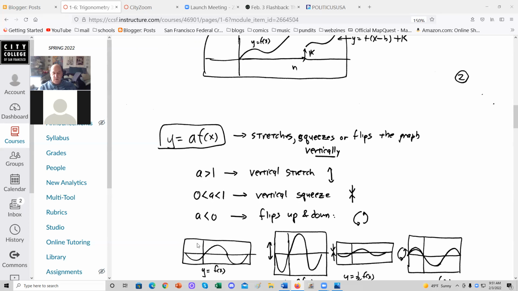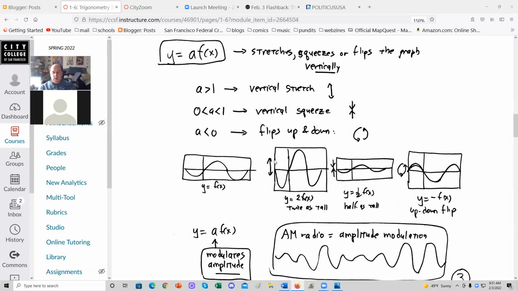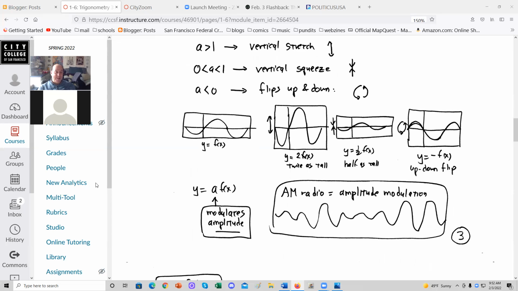So for example, if this is the graph of y equals f of x, then y equals 2f of x is twice as tall. y equals a half f of x is half as tall, and y equals negative f of x is flipped up or down. So multiplying f outside modulates the amplitude, amplitude meaning the height of the graph. Now we'll say a lot more about this later when we get to modifying sine and cosine function graphs. However, yes, amplitude modulation. That should sound familiar, does it?